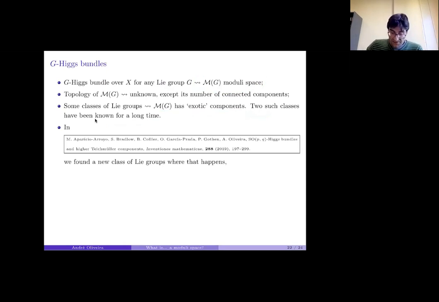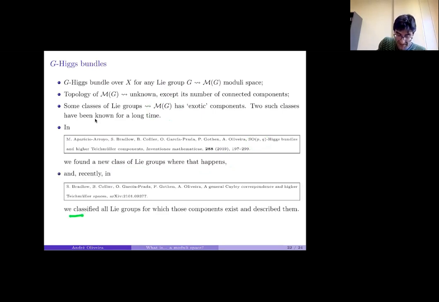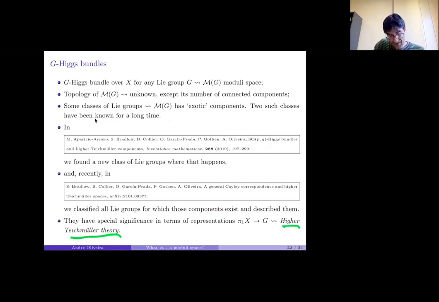But then we found out in 2019 a new class of Lie groups where this space has new exotic components, namely the orthogonal groups with a signature. And recently, we completely classified all the groups for which these spaces admit these exotic components and described them. And all these things are deeply related with a new area of mathematics, which is becoming quite studied, which is called Higher Teichmüller theory.